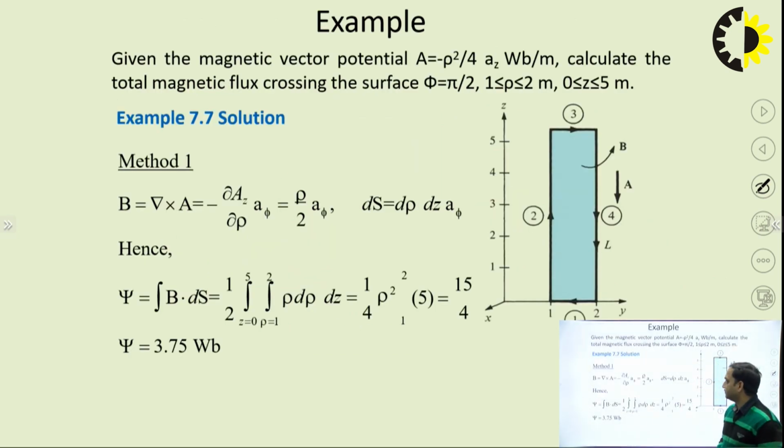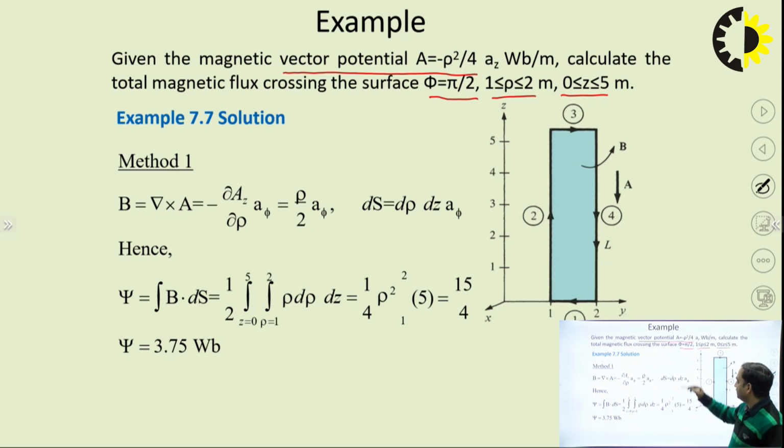This is one of the examples which we can go through. The magnetic vector potential A is given in the AZ direction, then calculate the total magnetic flux crossing the given surface. First thing is how to create the surface. We have the surface, vector flux lines are crossing it. So how much flux is enclosed by this given surface? That surface is defined by phi equal to pi by 2, rho equal to 1 to 2, and z is 0 to 5 meters, right?